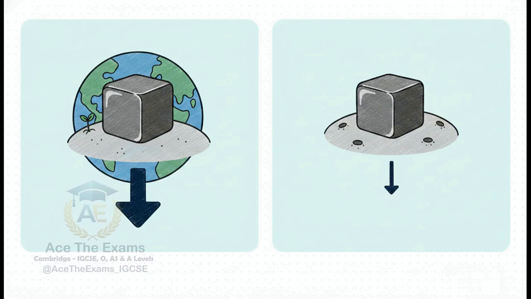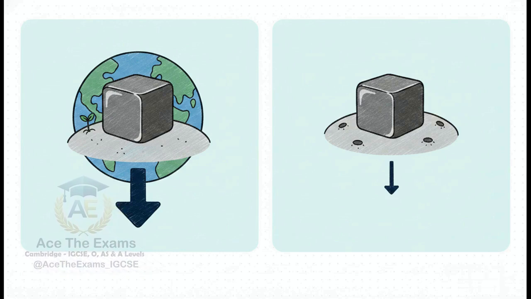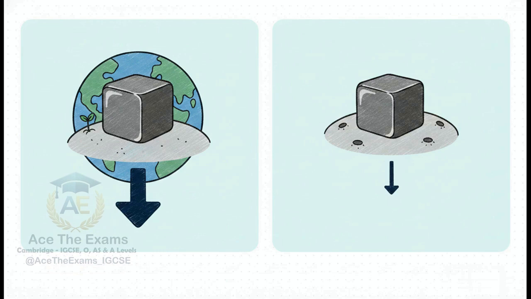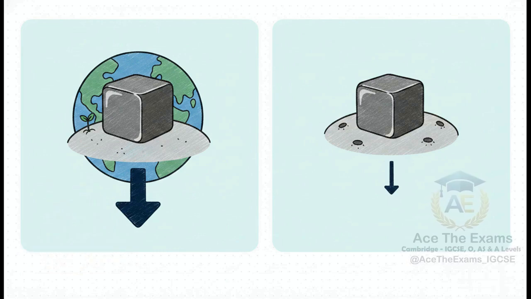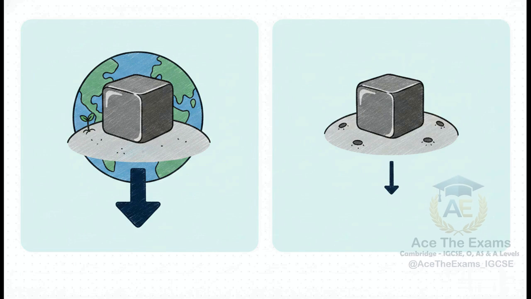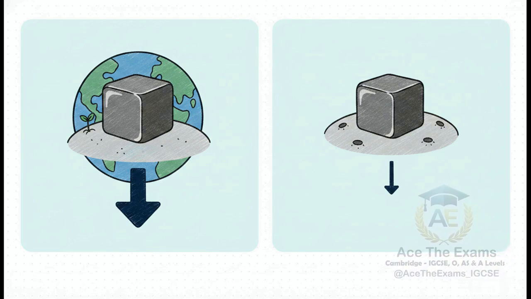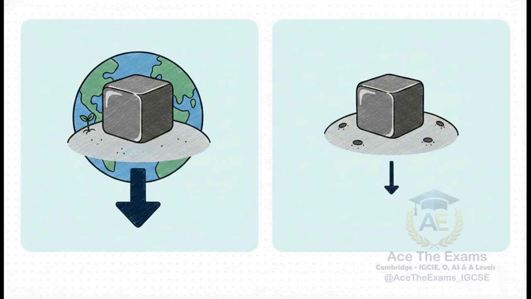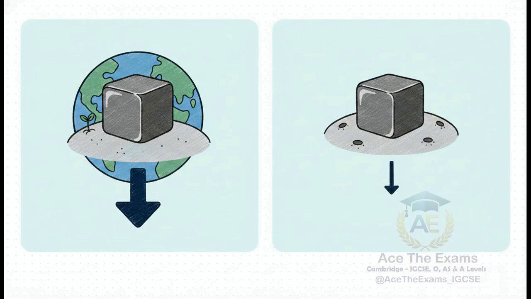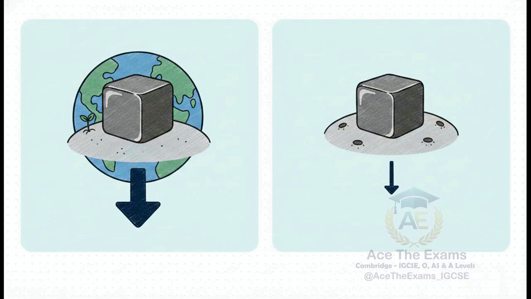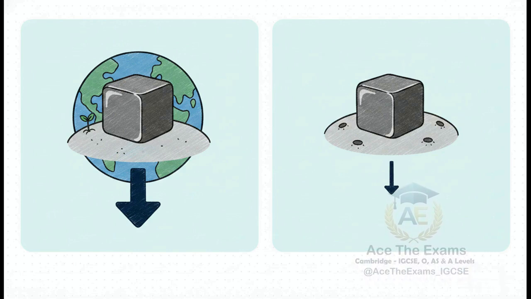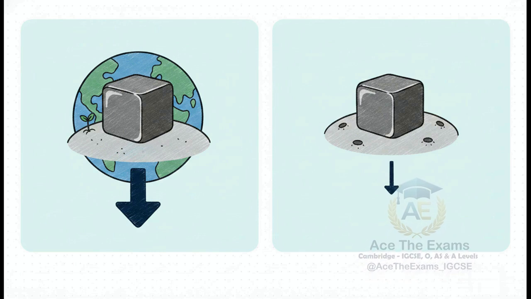Point, evidence, explanation, link. Your point is that mass is a base quantity measured in kilograms, representing the fundamental property of an object that resists any change in its motion. It doesn't matter where you are in the universe, your mass stays exactly the same. Your explanation contrasts this directly with weight. Weight is a force. It's measured in newtons, and it represents the actual gravitational pull on that mass. They are connected by the simple equation, weight equals mass times the gravitational field strength.